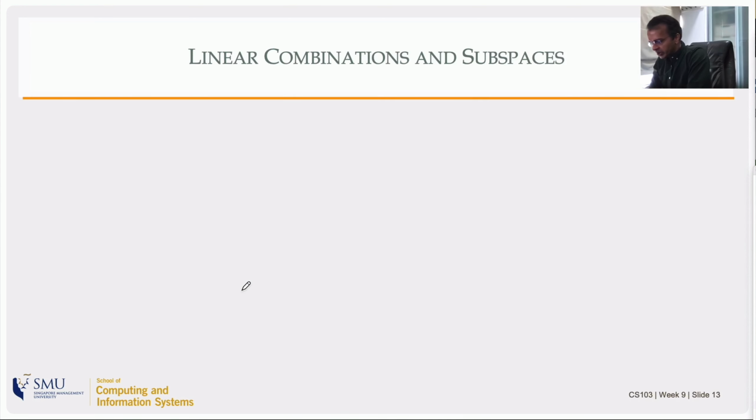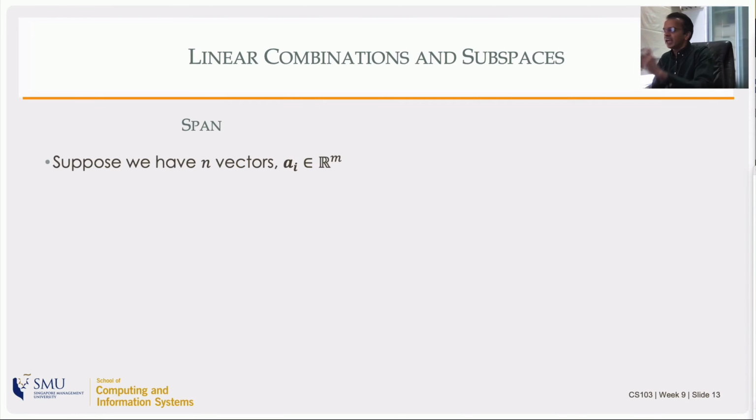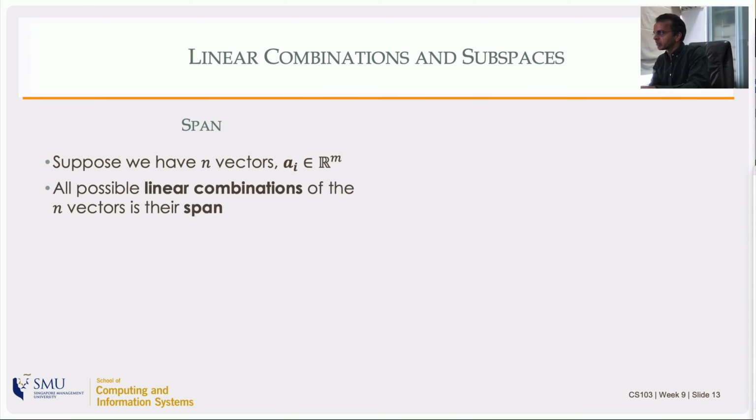Now, we also looked at spans and linear combinations and subspaces. So let's review span. If you have n vectors, let me call them a_i again, each one has m components, so they belong to R^m. If I take all possible linear combinations of these n vectors, that is called a span. That's the definition of the span. So instead of saying the set of all possible linear combinations, I can just say span of the n vectors a_i. And n, of course, is a count, so it has to be some positive integer.